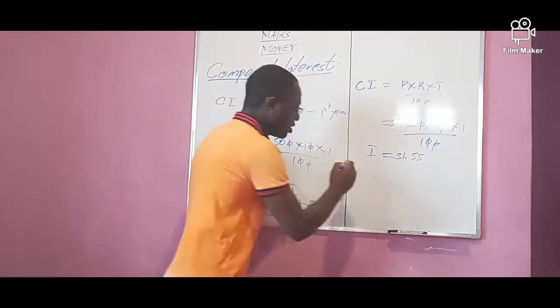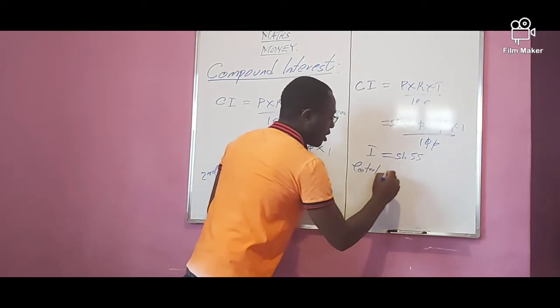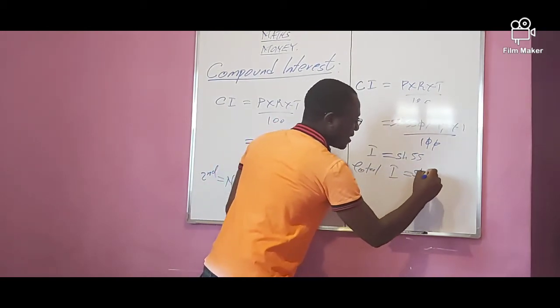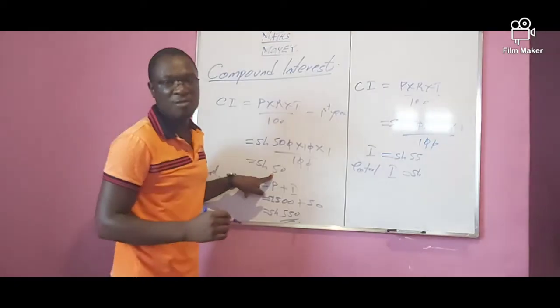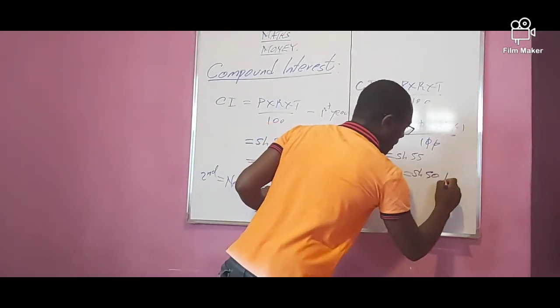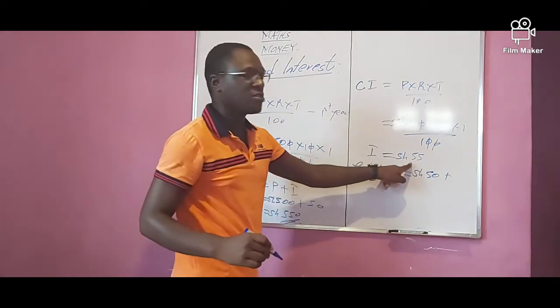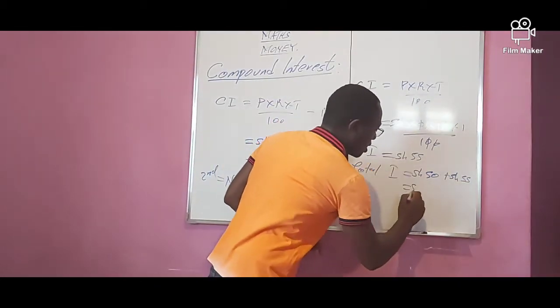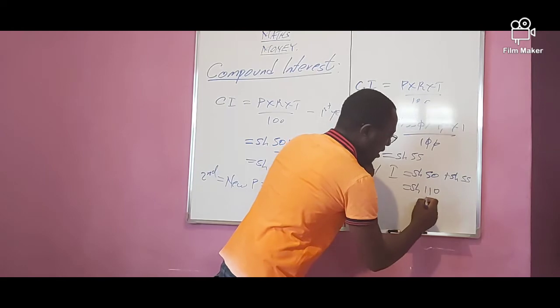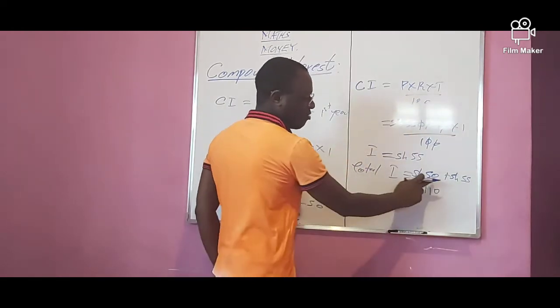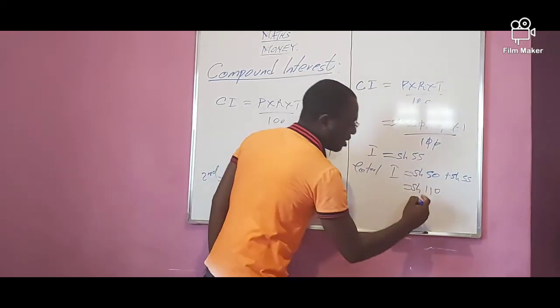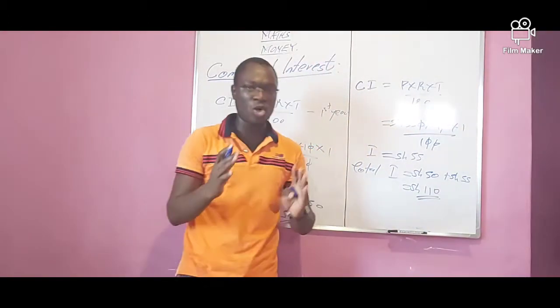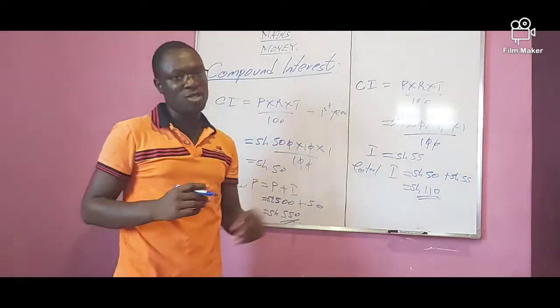So total interest will be first year, 50 shillings, plus second year, 55 shillings. Total interest is 110, not 1,000. 50 plus 55 is 105 shillings. That is the total interest for this compound interest.